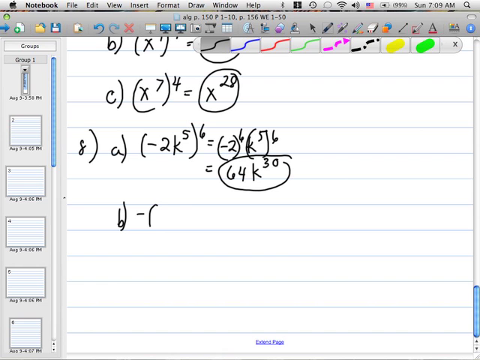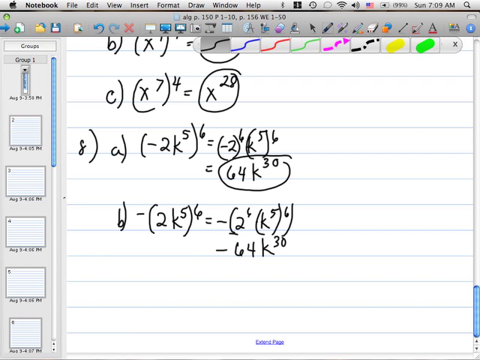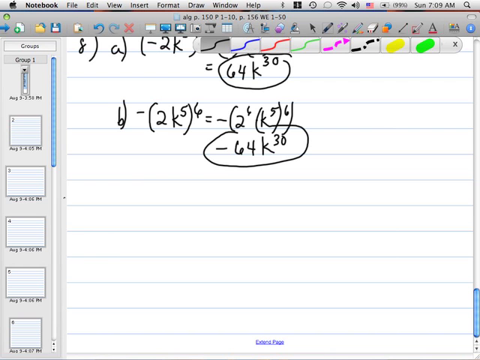Skip a line. B, you have the opposite of 2k to the 5th taken to the 6th. So that's the opposite of 2 to the 6th power times k to the 5th taken to the 6th. 2 to the 6th power we know is 64, and k to the 5th taken to the 6th is k to the 30th, so it comes out negative 64k to the 30th, since the negative sign was not part of the product.